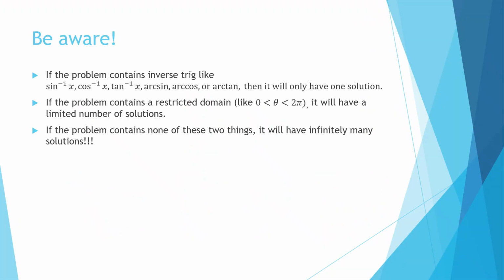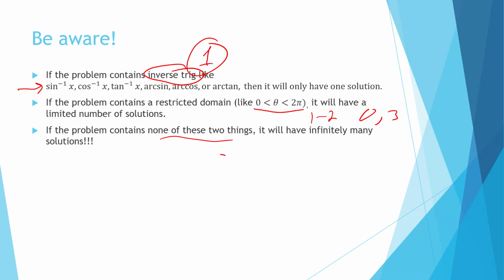All right, now be aware. So this is how you know how many solutions it has. If it contains inverse trig, it will only be one solution. If it contains a restricted domain, it will have a limited number. Typically, you'll have 1 to 2. However, sometimes you could have 0, sometimes you could have 3. If the problem contains none of these things, and it's just like sine x equals 1/2, it will have infinitely many, and that's going to be encompassed with the plus 2 pi k or the plus pi k there.